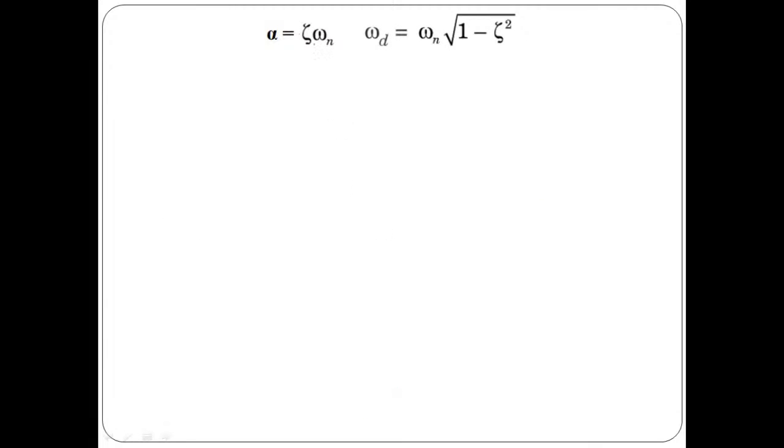Now, in that expression, suppose you take zeta omega n as alpha and omega n under root 1 minus zeta square as omega d, so the roots of the characteristic equation will be like minus alpha plus minus j omega d. I hope this point is clear to everyone.